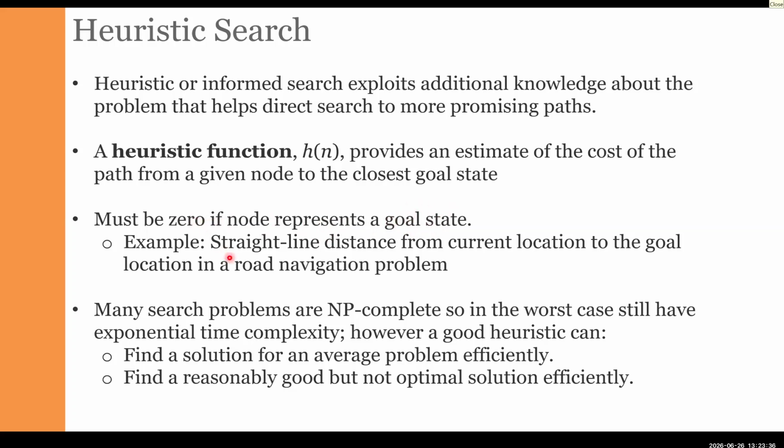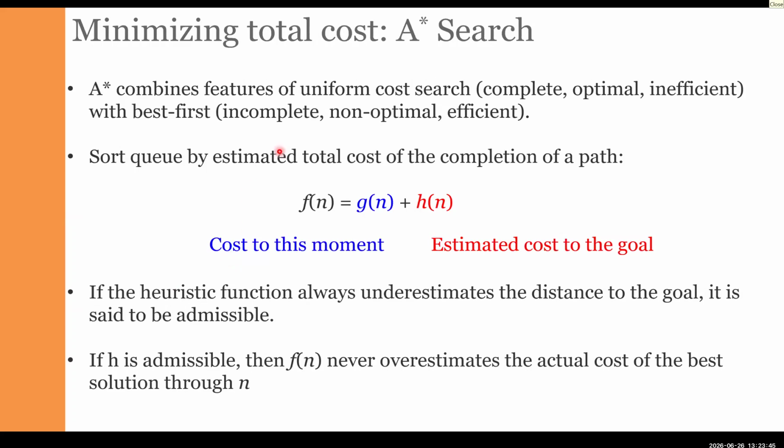And this good heuristic basically allows you to find the solution much more efficiently. So the typical example of this type of search is the A-star algorithm. So the A-star does the following thing.